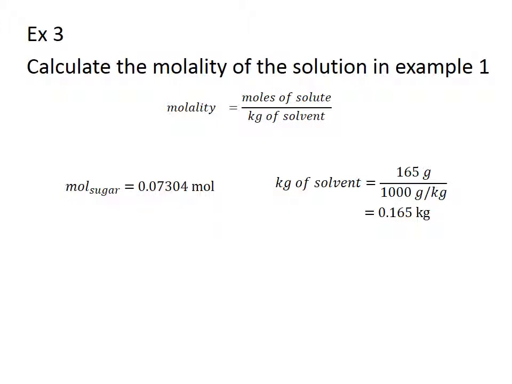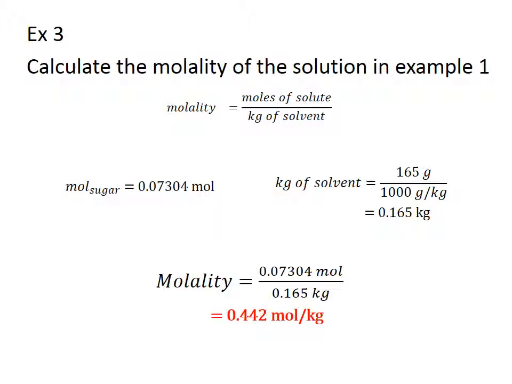We have our number of moles and we have our kilograms of solvent. So now we can go ahead and calculate our molality. The number of moles divided by kilograms of solvent, we get 0.442 moles per kilogram, or you may see in some cases that we put a lowercase m. I should have put that also.